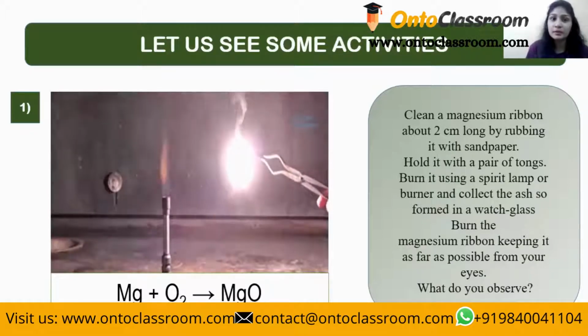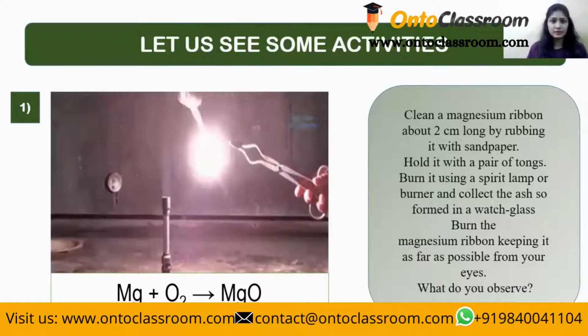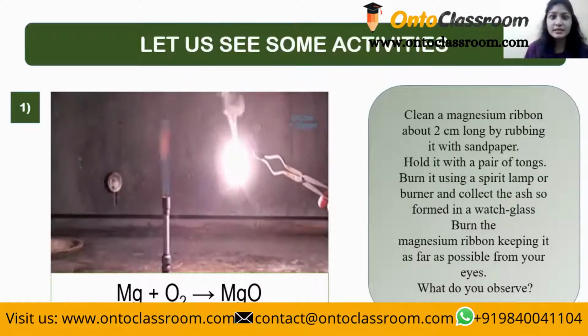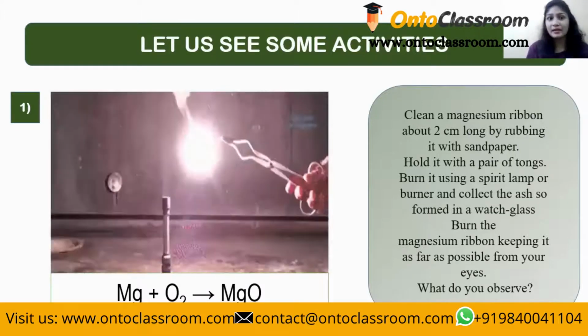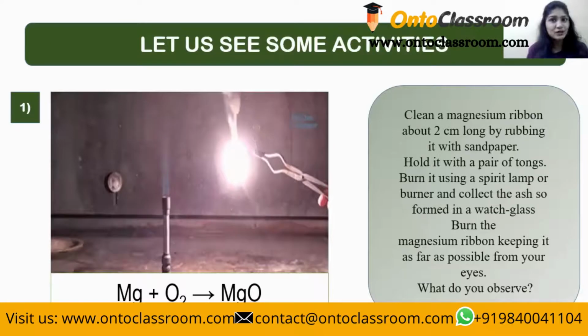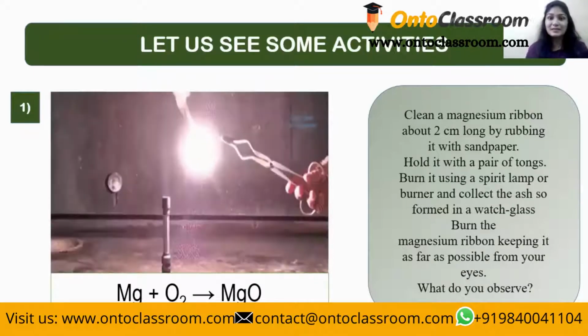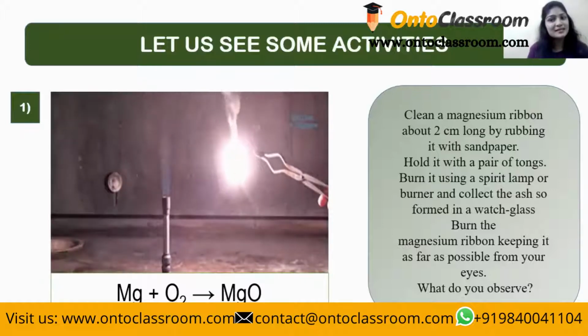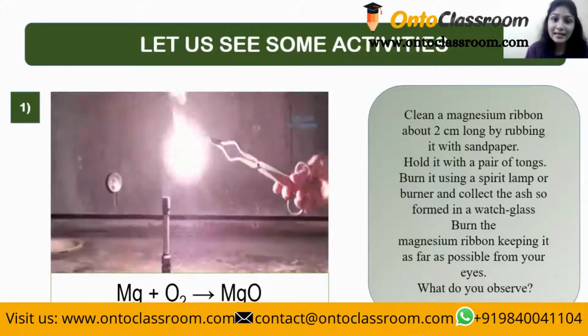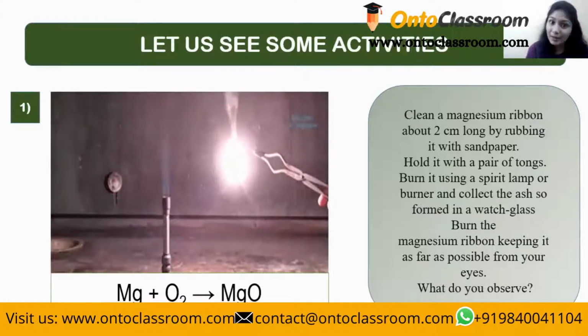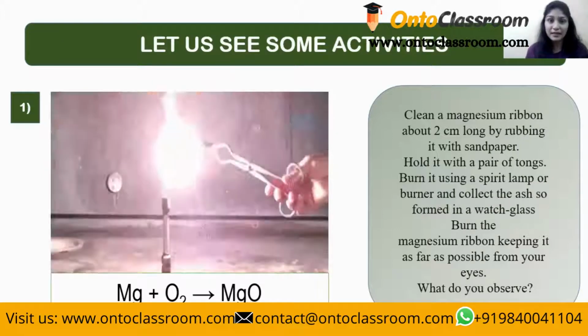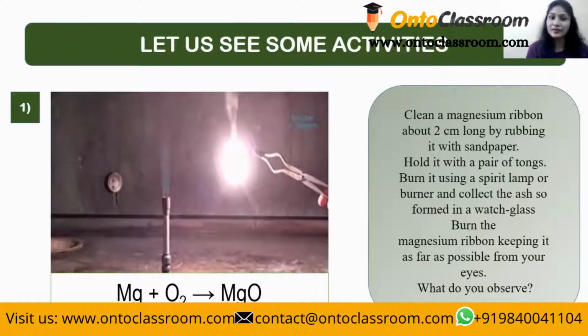This is an irreversible process. What do you mean by an irreversible process? An irreversible process is a process which cannot be reversed. For example, if you burn a magnesium wire and it turns into ash, you cannot turn that ash back into a ribbon. Once it is ash, it is ash. So this is an irreversible reaction, and it is a chemical reaction where magnesium reacts with oxygen to give magnesium oxide. Okay, moving ahead.